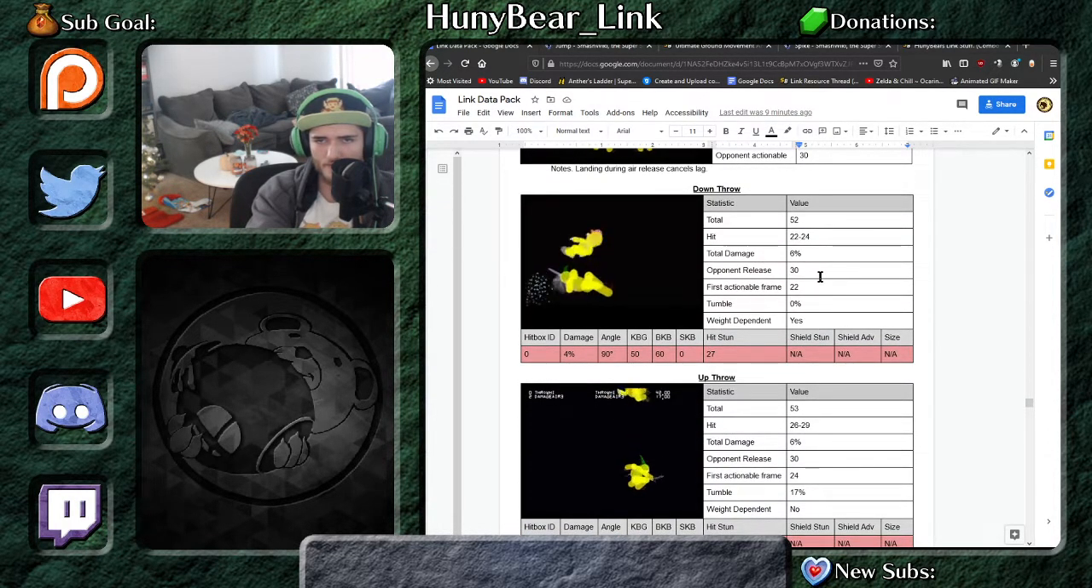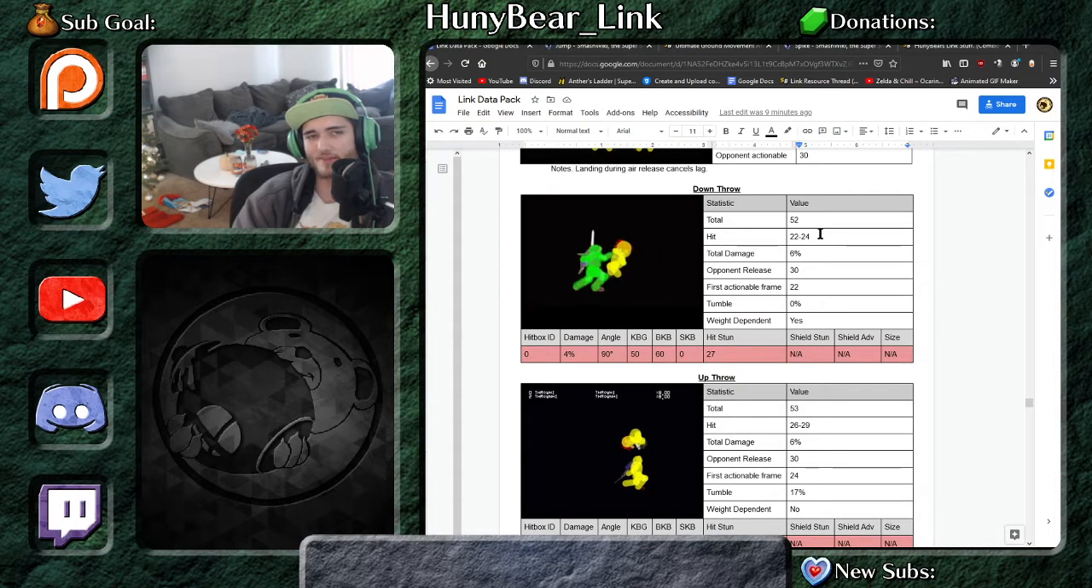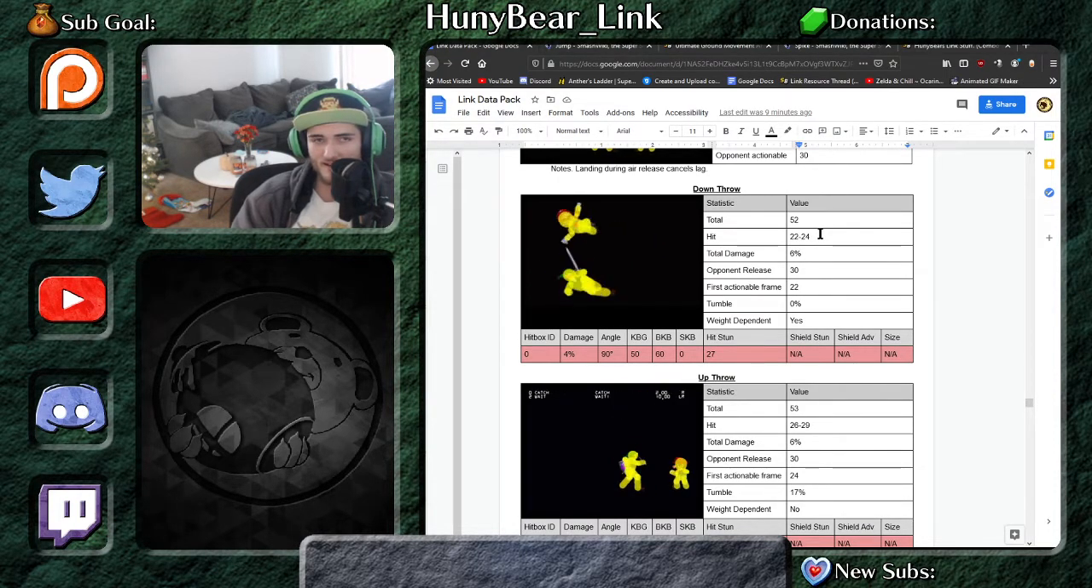You got Link's down throw. This is weight dependent, and what that means is that the rate the animation plays depends on the opponent's weight. So basically, if they're heavier, your animation is going to run slower, and you're going to have less frame advantage. There's going to be more end lag on your throw, and they're going to be in less frames of hit stun because they're heavier.